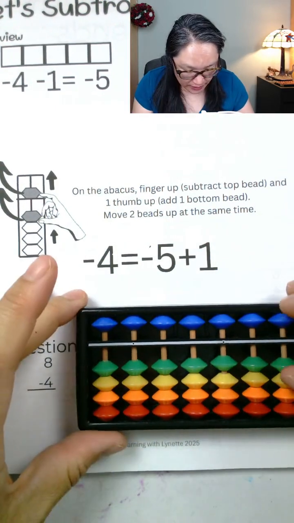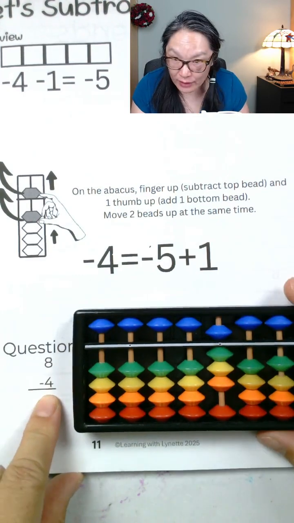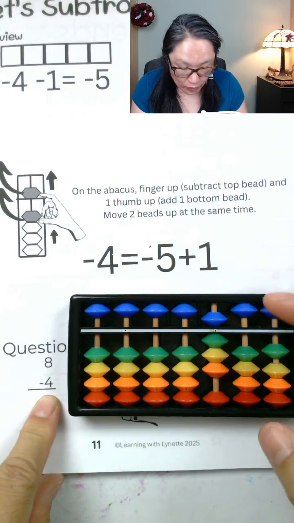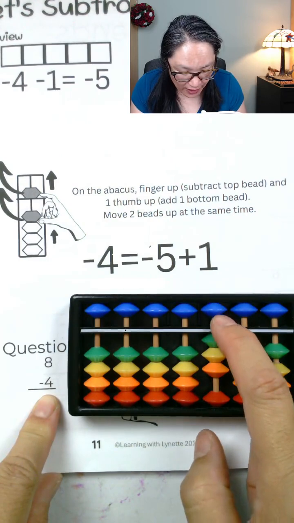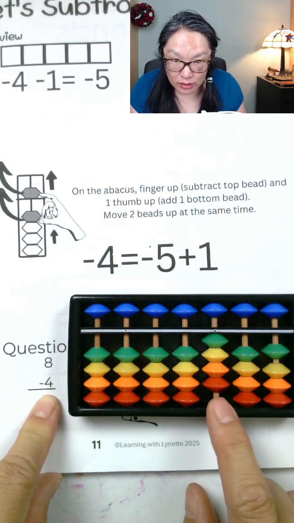So here, I have 8, right? And I want to take away the 4. To take away the 4, what am I doing? I'm going to minus the 5 plus the 1. These are now instructions, right? Minus the 5, and I'm going to plus the 1. That is 4. Does that make sense?